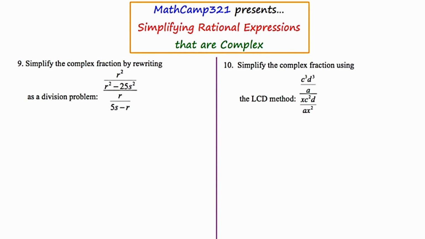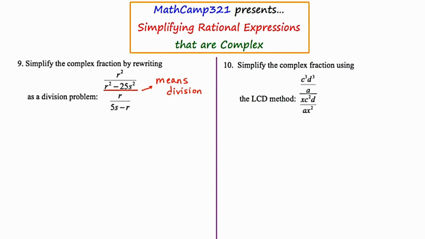Okay, so in this slide, we're going to be talking about simplifying rational expressions that are complex. In number 9, we're asked to simplify the complex fraction by rewriting it as a division problem. The first thing that I'd like you to understand is that when you see a complex fraction like this, which is a fraction over another fraction, the bar that separates the top fraction from the bottom fraction really means division. So what I've done is I've made that bar red, and that red bar, again, really means division.